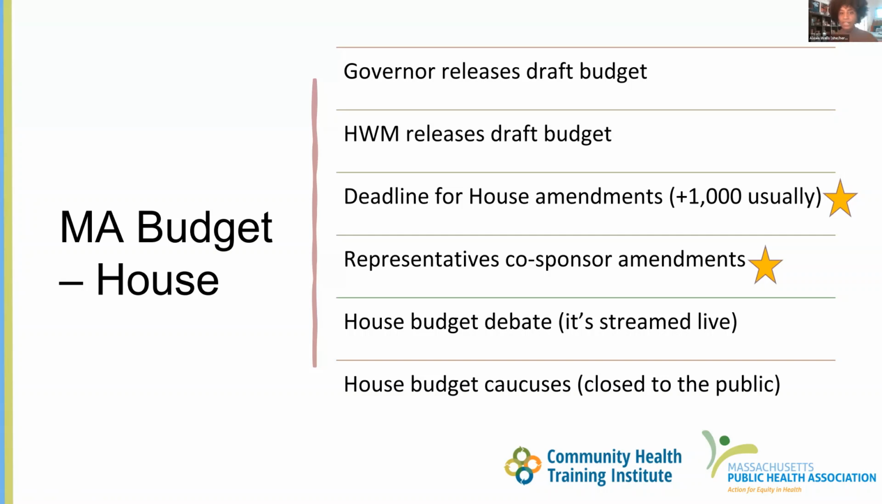As we mentioned, you all are right on the money for so many of these steps. We have the governor releasing the draft budget. Then we have House Ways and Means releasing a draft budget. Then we have the deadline for House amendments. Legislators, after they have an opportunity to look through the draft that their Ways and Means Committee released, have an opportunity to file an amendment. An amendment is just like it sounds: an opportunity for a legislator to propose a change to the budget.